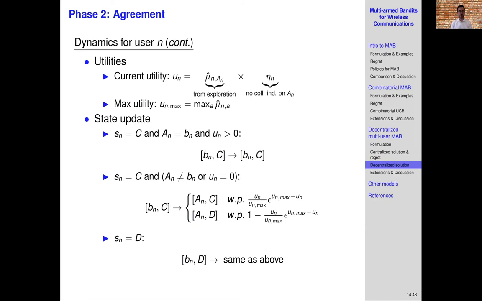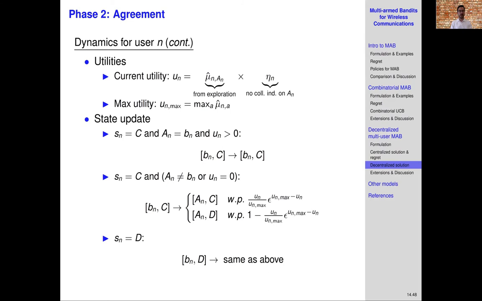Here is the state update rule. When a user is content, if its selected arm coincides with the baseline arm, and if the user receives a positive utility from the selected arm, its state doesn't change. If a user is content, if its selected arm differs from the baseline arm, or if the user observes a zero utility, which indicates a collision, the following transition happens.